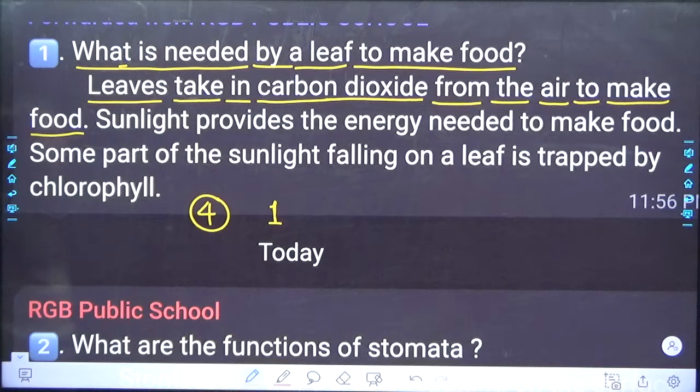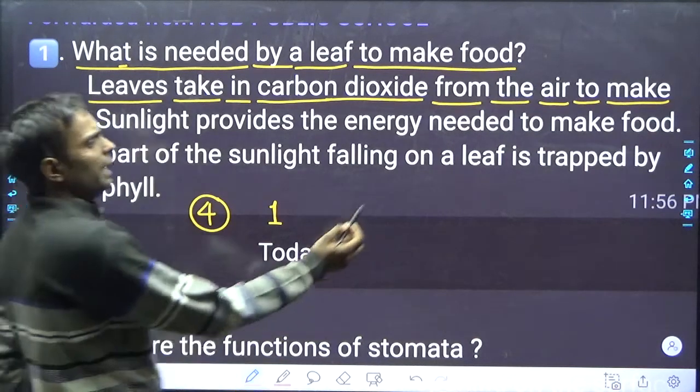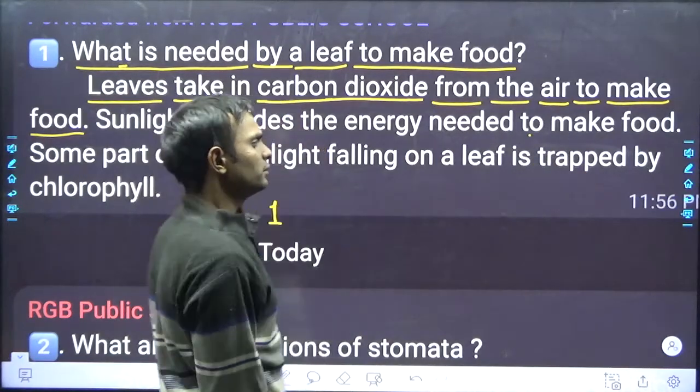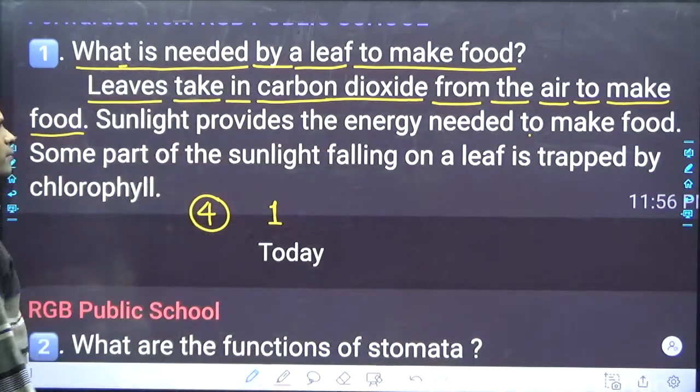Sunlight provides the energy needed to make food.